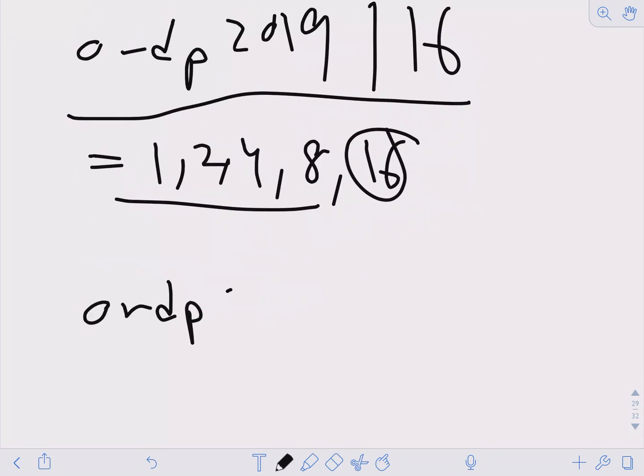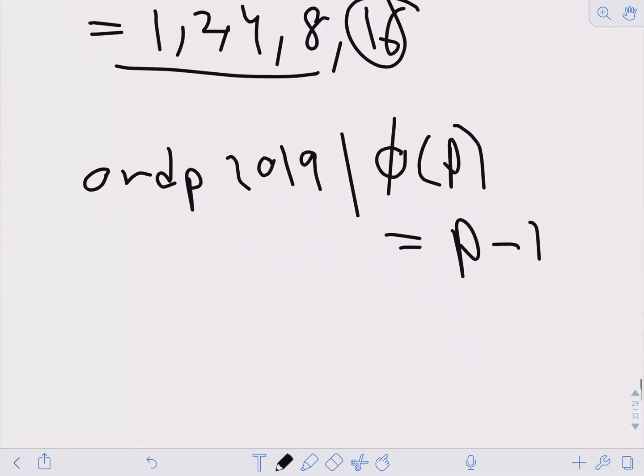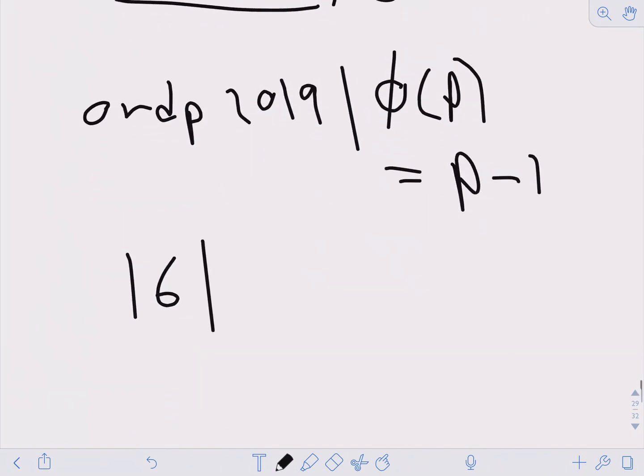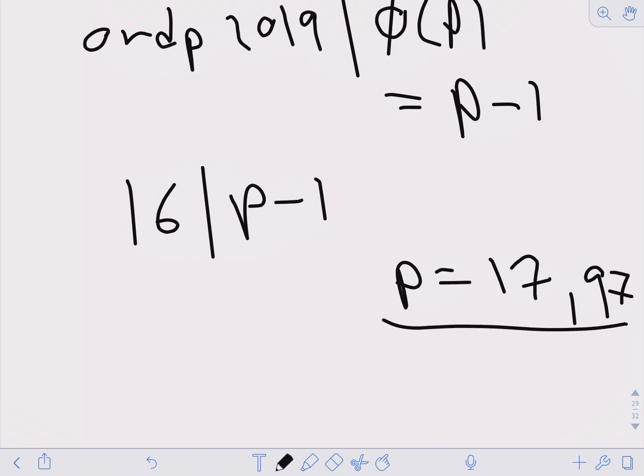But we know the order must divide phi of p, which is p minus 1. We figured this out previously. That means 16 divides p minus 1. The first two odd primes that are congruent to 1 modulo 16 are 17 and 97. There are actually an infinite amount of them by a theorem. So the first two are 17 and 97.